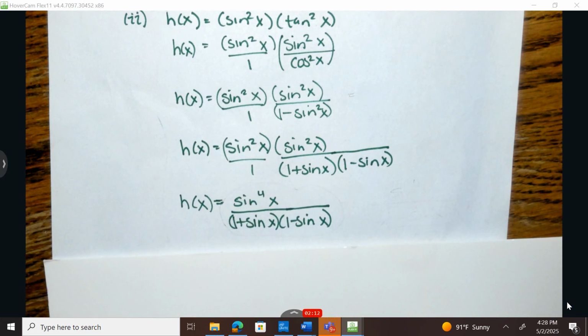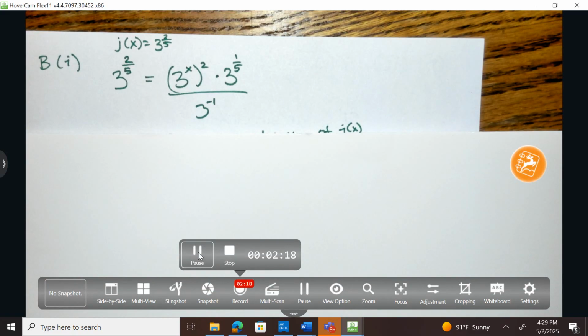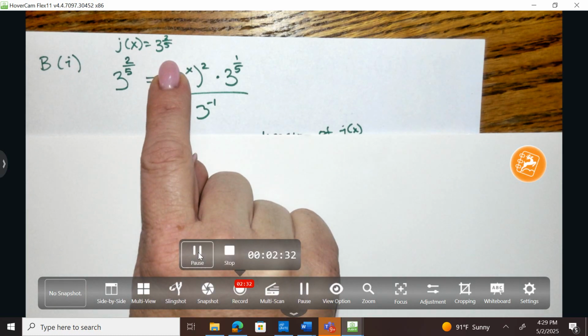Let's look now at part B. All right, let's read the directions here. Part B specifically says the functions j and k are given. It provides us the functions j and k. And then the first part of B says solve when j of x equals 3 to the 2/5 for all values of x in the domain of j of x.